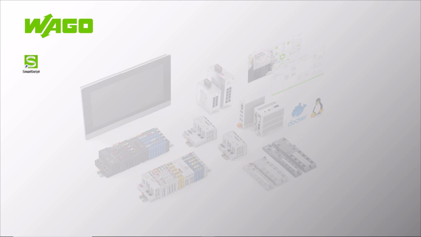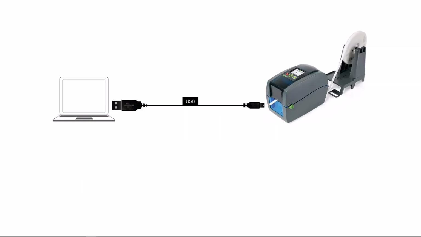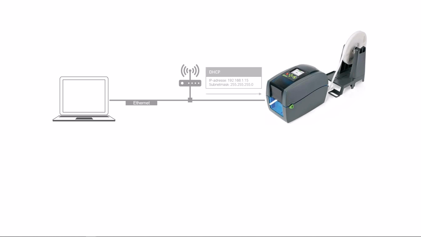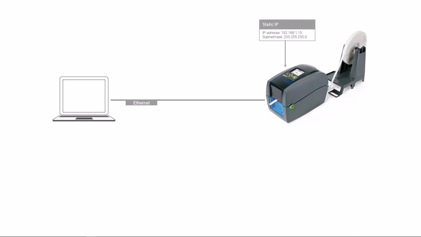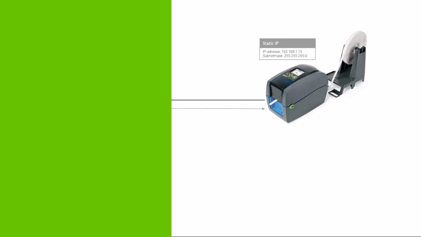The Smart Printer can be connected either via the supplied USB cable or via the Ethernet interface. When communicating via the Ethernet interface, there are 2 ways of assigning an IP address. Either via DHCP, in which case the IP address is assigned automatically by the router, or manually by giving the printer a fixed IP address.